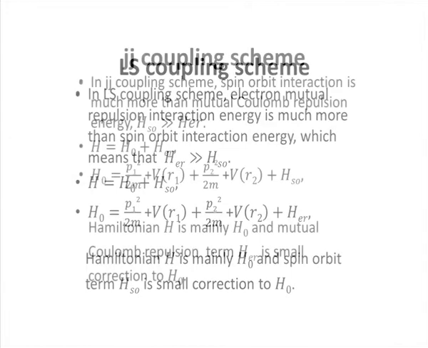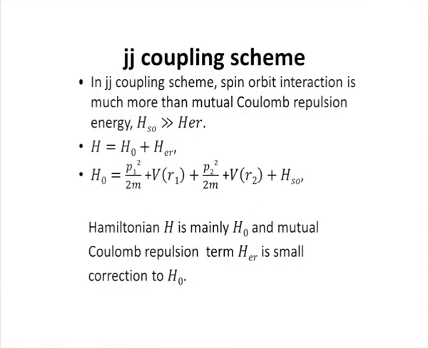In the JJ coupling scheme, spin orbit interaction is assumed to be much more than mutual Coulomb repulsion interaction energy, and HSO is much more than HER. So, now you have H is equal to H0 plus HER, that means the larger thing is H0 and HER is a small correction over and above H0. H0 contains now kinetic and potential of 1 and 2 plus HSO, that is the spin orbit interaction, because the larger part is now spin orbit and the small correction is HER.